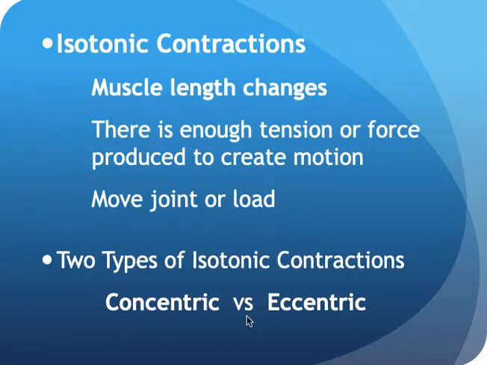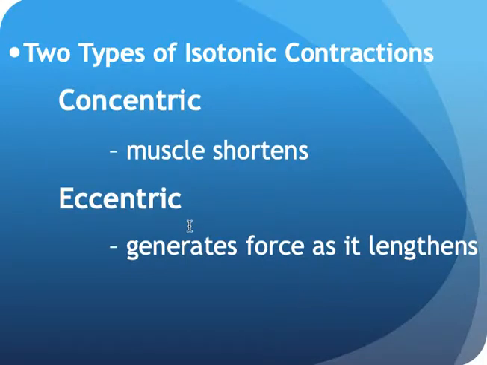And then there's two types of isotonic contractions. You're going to have concentric and you're going to have eccentric. Again, good multiple choice questions. When I have a concentric isotonic contraction, the muscle is going to shorten, and this is the one that we think about most of the time, when we go to the gym and we do our curls and our extensions, is that we're actually shortening the muscle when we're producing this power, okay?